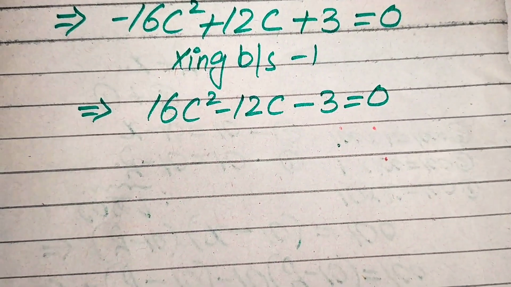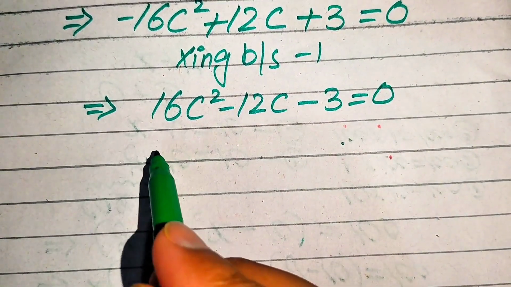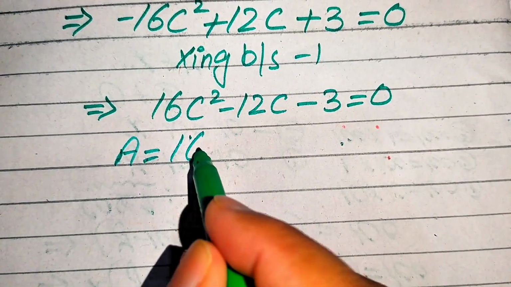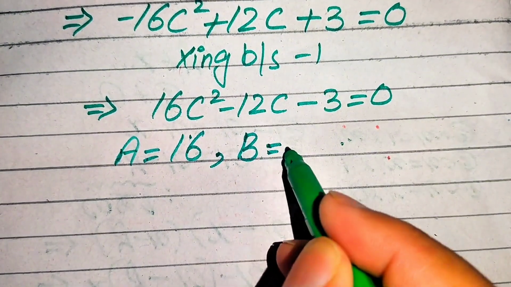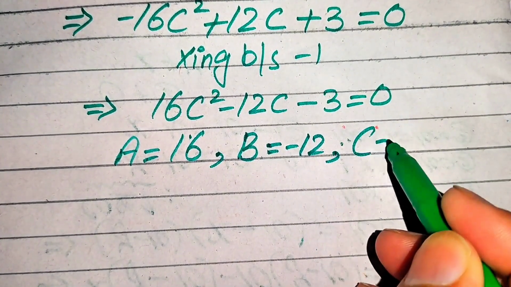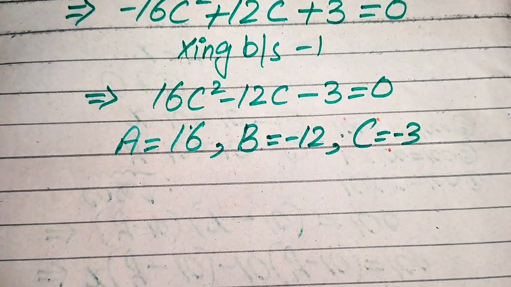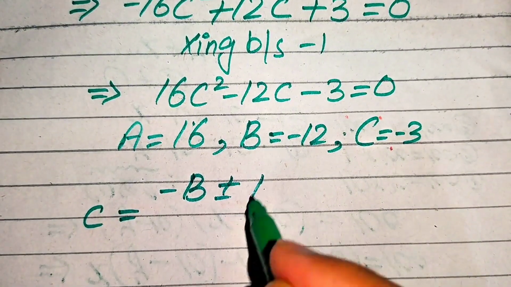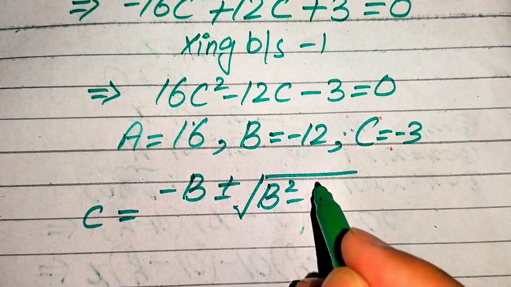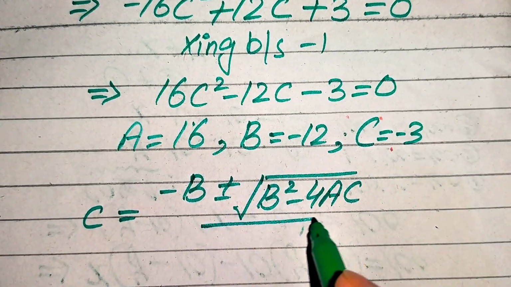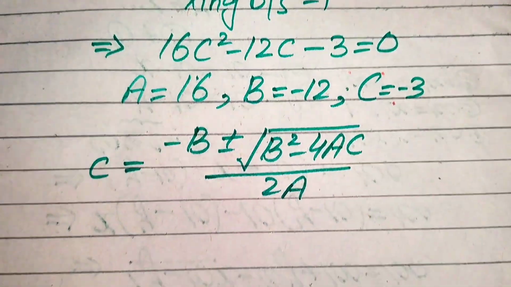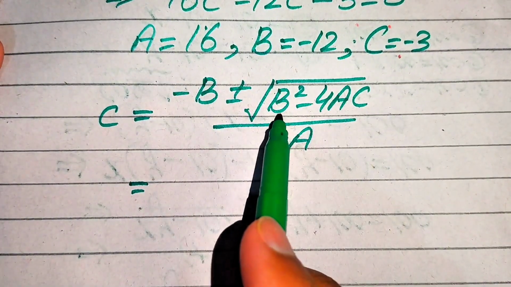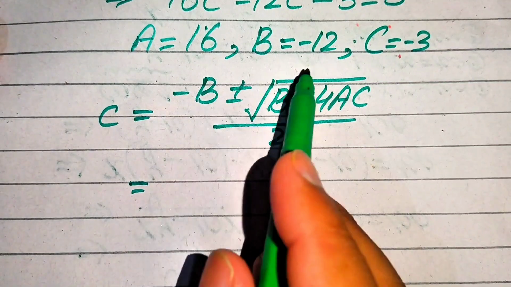So here we apply the quadratic formula in order to solve this quadratic equation. For this we first write the coefficients of this equation: capital A is equal to 16, capital B is equal to minus 12, and capital C is equal to minus 3. And we state the quadratic formula as c is equal to minus B plus minus square root of B squared minus 4 times AC, divided by 2 times A. This is our quadratic formula, and now we need to substitute these three values of A, B and C here. First we put the value of B, it is minus 12.